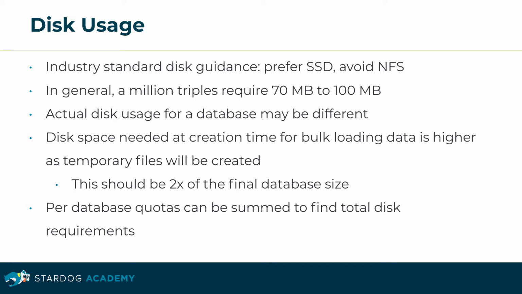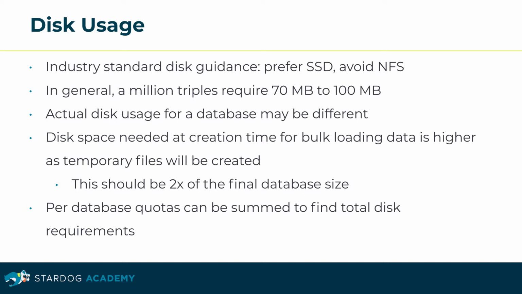And as a data processing platform, we want to be able to read from disk as fast as possible. So we are going to prefer environments that offer solid state drives as the underlying storage means and avoid anything that can introduce latency. For example, having any part of the Stardog file system usage using a file system like NFS. In general, 1 million triples is going to require 70 to 100 megabytes of disk space, but this may be different on your individual system.